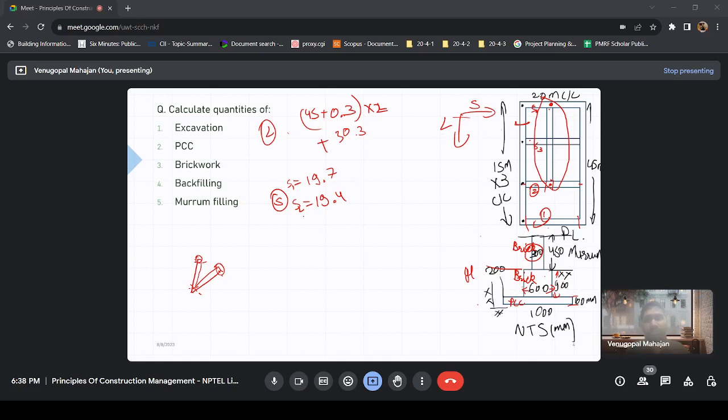So total short wall would be how much? This comes out to be 77.9, and this one 45 and 30, how much does it come out to be? 75.6. Okay. So you can say that the long wall need not be the longer sum.